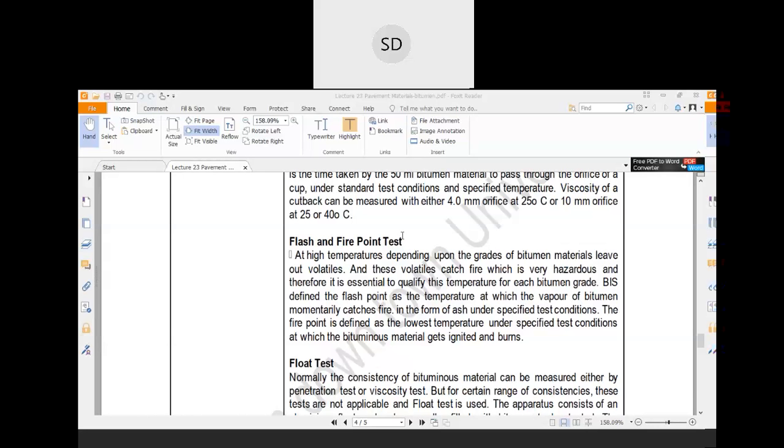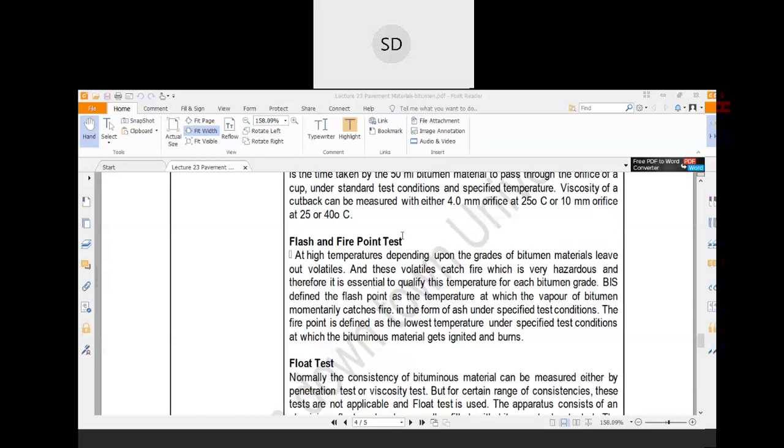Whatever gases evaporate from the bitumen content, if we put some matchsticks or other fire sources near the gases, in that case it will catch fire. That temperature is actually the fire point.